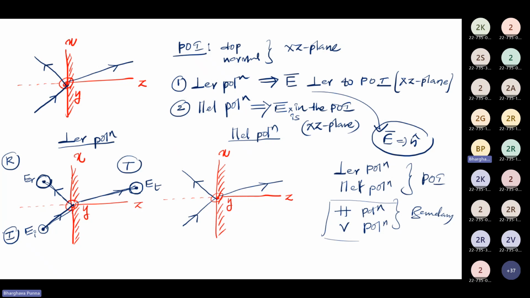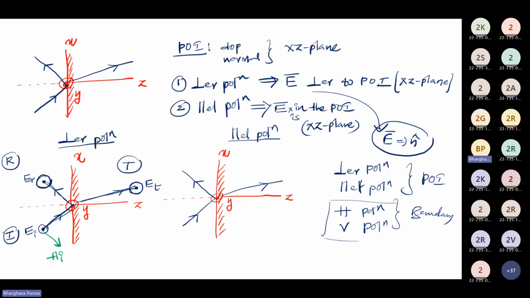Keep your hand on your screen, and your thumb should be in the direction of propagation. The electric field is coming out of the screen. Then you try to close your fingers. In whichever direction they close, I will draw the magnetic field. Now you can compare that properly. So in this direction, you will get the HI.